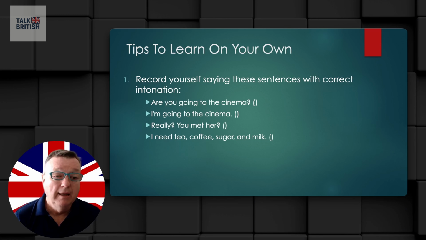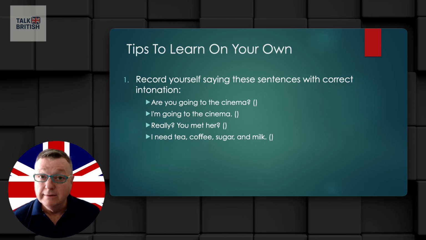So here we go. Are you going to the cinema? Up. Are you going to the cinema? Up. It's a question. I'm going to the cinema. I'm going to the cinema. Down. You see the ending? Really? You met her? You see both up. Questions. Really? You met her? I need tea, coffee, sugar, and milk. Rise, rise, rise, fall. I need tea, coffee, sugar, and milk.